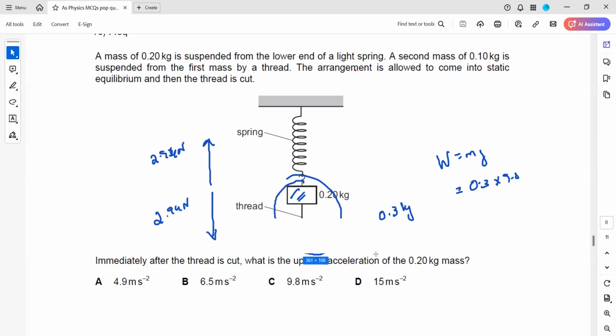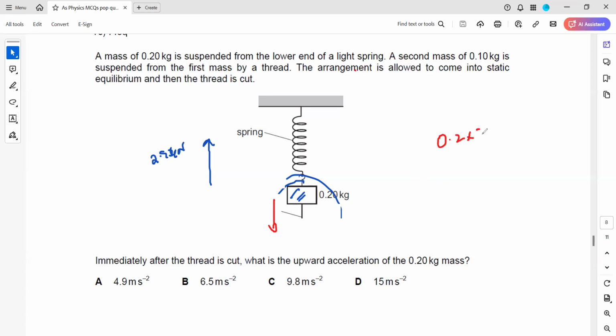Now, we cut this thread. The moment we cut the thread, what is the downward force? It was 2.94 initially, but now it's not 2.94. The total downward force is how much? It will be 0.2 is the mass and the gravity is 9.8. What's the answer for 0.2 multiplied by 9.8? So it will be 1.96 newtons.